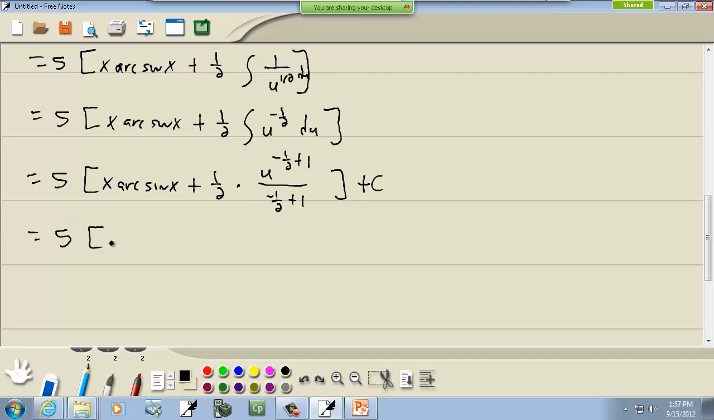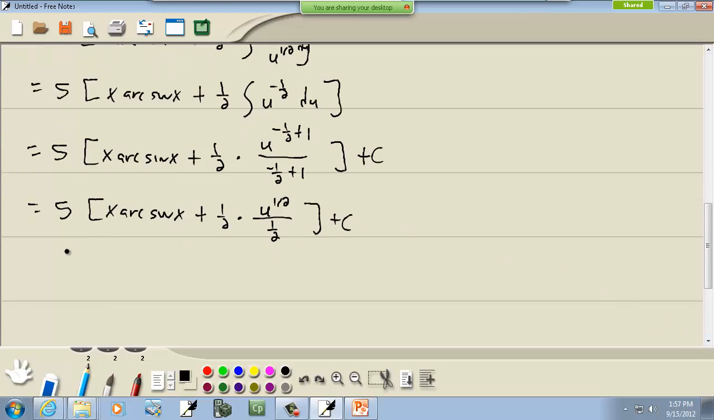Okay, so then that gives us, all this carries down, still. Negative 1/2 plus 1 gives us positive 1/2, so this is u to the 1/2 over 1/2 plus c. Which gives us 5 x arc sine of x. This 1/2 cancels that 1/2, as weird as it seems. And we're left with this, and I could go ahead and put that back in the square root form, the 1/2 power, and plus c.